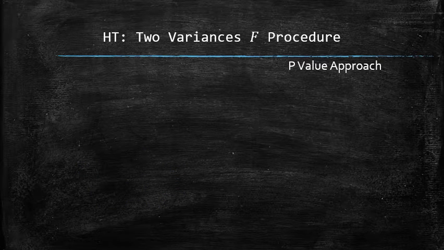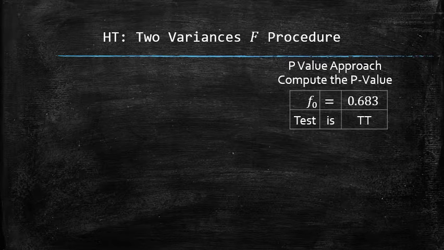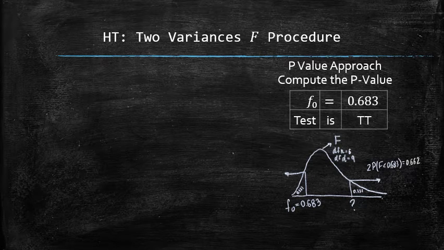In the p-value approach, we compute the p-value. In this approach, we need to know the test statistic and the type of the test. We find the p-value using the F probability density curve with 6 degrees of freedom in the numerator and 9 degrees of freedom in the denominator, according to the type of the test. So in a two-tailed test, the p-value is the area outside of the test statistic multiplied by 2. Symbolically, it can be expressed as 2 times the probability of F being less than 0.683, which is equal to 0.662.